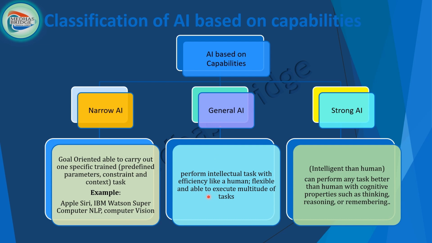General AI performs intellectual tasks with efficiency like a human, with a flexible ability to execute a multitude of tasks. Strong AI is intelligence which is more than human. The goal is that it can perform any task better than a human, with cognitive properties such as thinking, reasoning, and remembering.